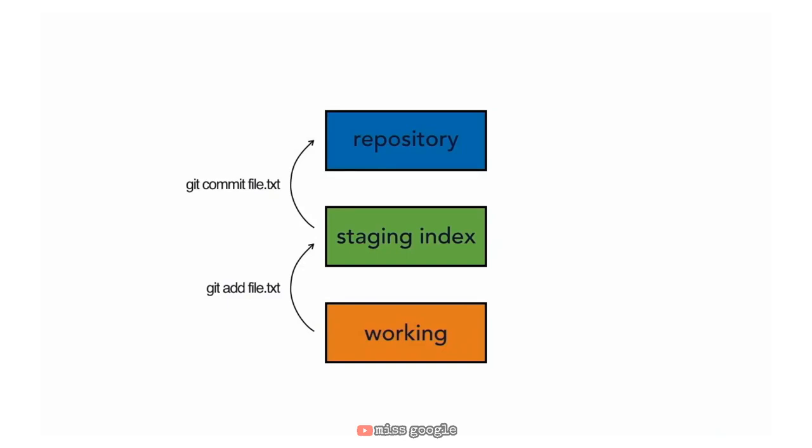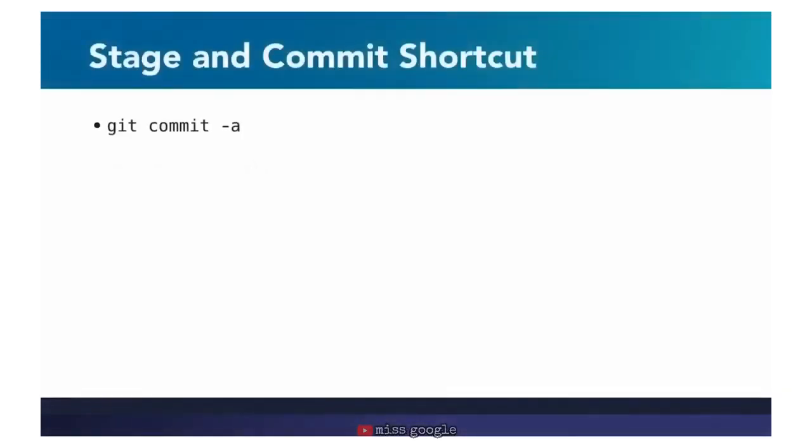Now, if you already know that you want to commit everything to the repository, then you can skip the staging step. That's what this shortcut does. Instead of using git add and then git commit, you just use git commit with the -a option after it. Git commit -a is the same thing as git commit --all. We're telling it to commit all the files.